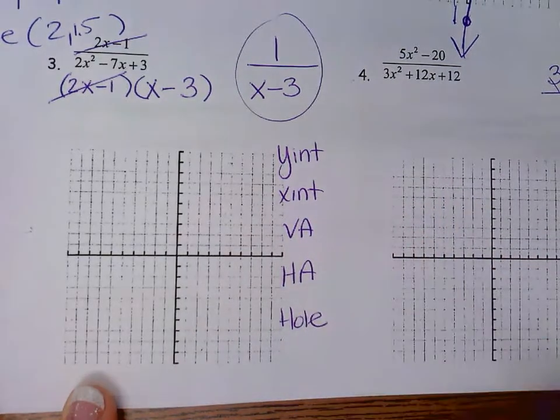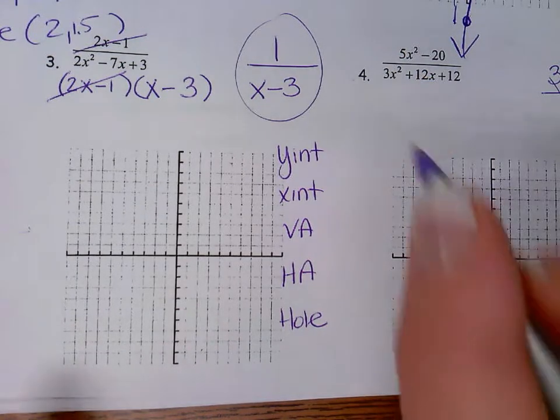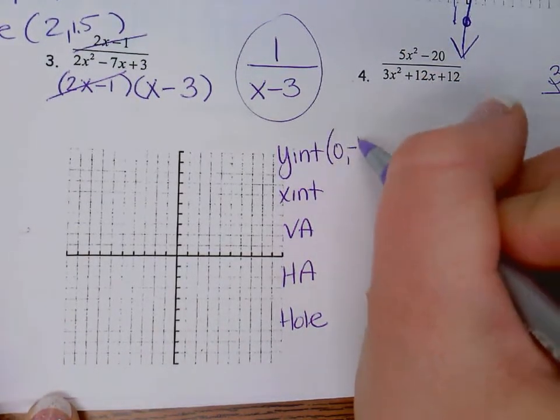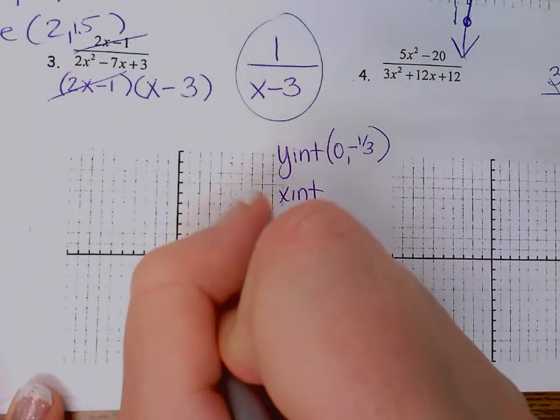Kind of go in that same order every time. Does someone think they could give them all to me? What do you think? Y-intercept, plug in 0. What do you get? Negative 1/3, yeah, or 1 over negative 3. So that's right here.